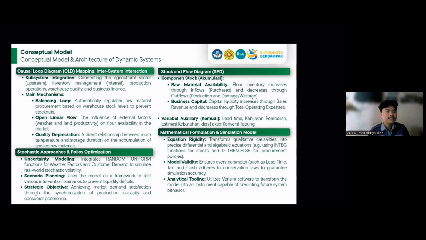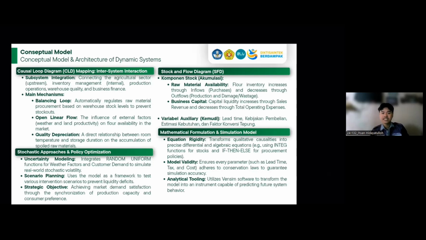And the next is stochastic approaches and policy optimization. There are three aspects. The first is uncertainty modeling. It integrates random uniform functions for weather factors and customer demand to simulate real-world stochastic volatility. The second is scenario planning. It uses the model as a framework to test various intervention scenarios to prevent liquidity deficits. And the last is strategic objective. It tells about achieving market demand satisfaction through the synchronization of production capacity and consumer preference.